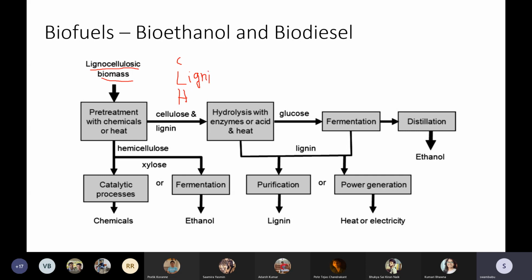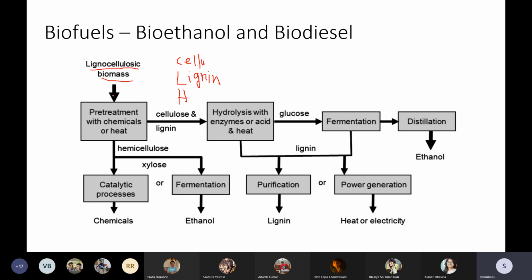Lignin, cellulose. Some biomass won't contain lignin, like cotton. Cotton contains only cellulose. All biomass will have cellulose, definitely, but some biomass may not have lignin. One example is cotton. Lignocellulosic biomass means biomass which contains lignin, cellulose, and hemicellulose.